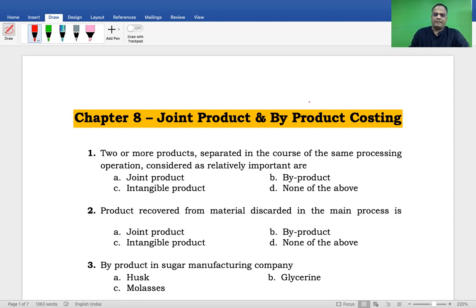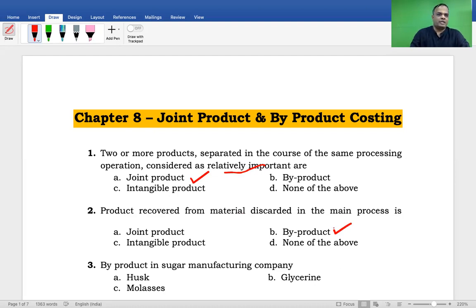Two or more products separated in the course of the same processing operation, considered as relatively important. If it's relatively important, that is called a joint product. A product recovered from material discarded in the main process is called a byproduct.